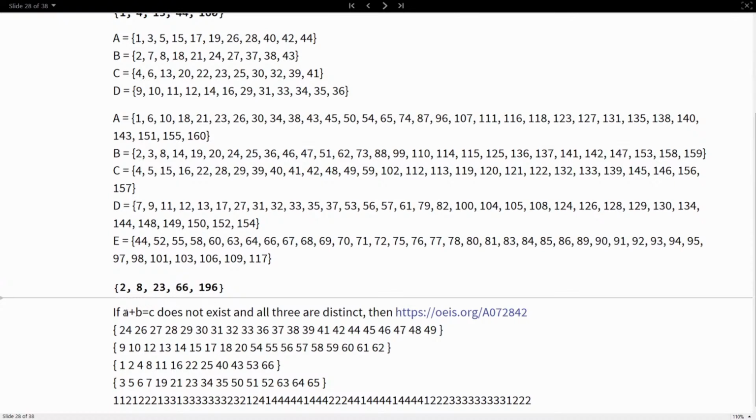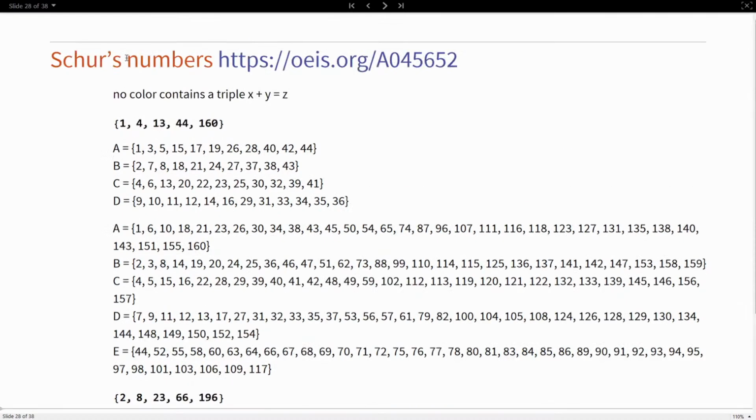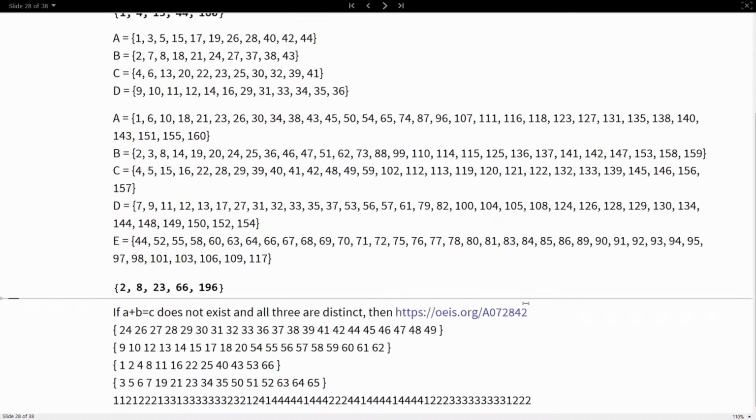If a plus b plus c does not exist and all 3 are distinct, you get a different set. And here's an order 4 solution, going up to 66. They've got a solution for 196, but it's not proven. And what the next one in the sequence will be is unknown. So that's the Schur number problem. And these are the 2 links for those.